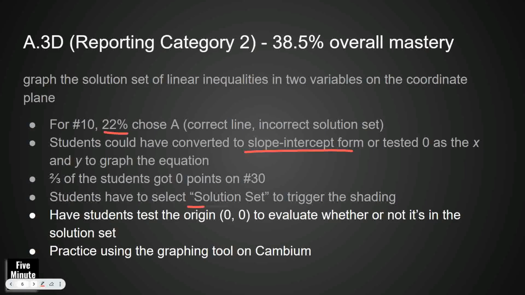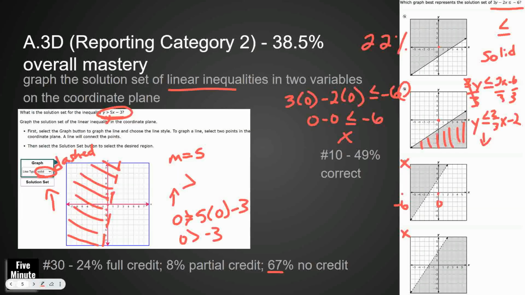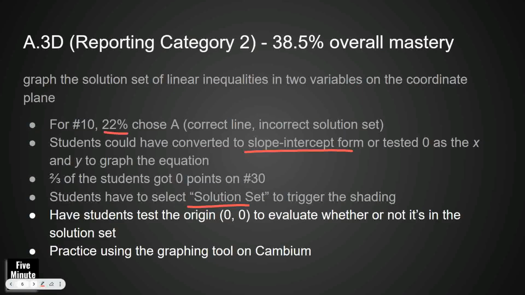And this solution set, once again, in order to trigger the shading, after you graph it, the default is here. You have to graph it. You have to change the default from solid to dashed if you want it to be dashed. Then you have to select this solution set. If you don't click that, then you're not going to be able to select the solution set. So you might just graph the line and then move on if you're not paying attention. Now, it would give you a warning saying you haven't answered the question, but it's not the most intuitive.